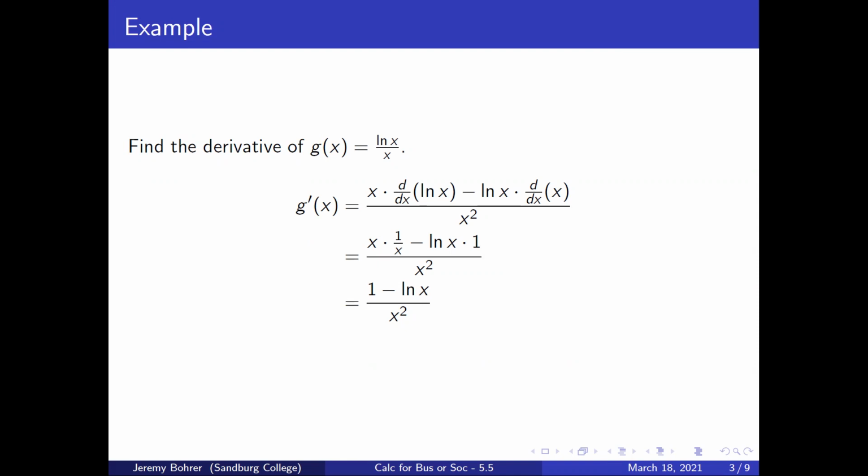Find the derivative of g of x equals the natural log of x divided by x. Using the quotient rule, g prime of x equals x times the derivative of the natural log of x minus the natural log of x times the derivative of x all over x squared, which is equal to x times 1 over x minus the natural log of x times 1 over x squared, which is 1 minus the natural log of x over x squared.